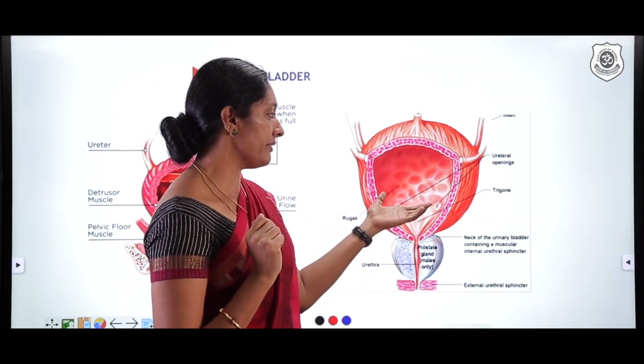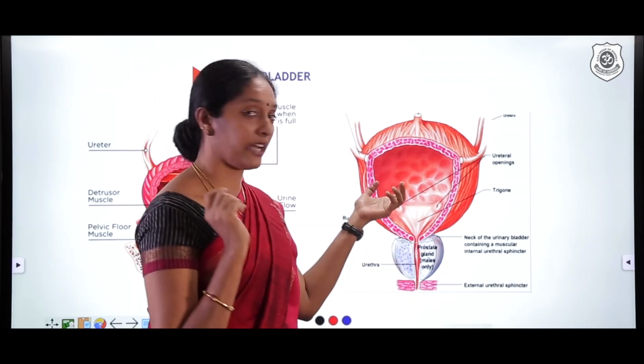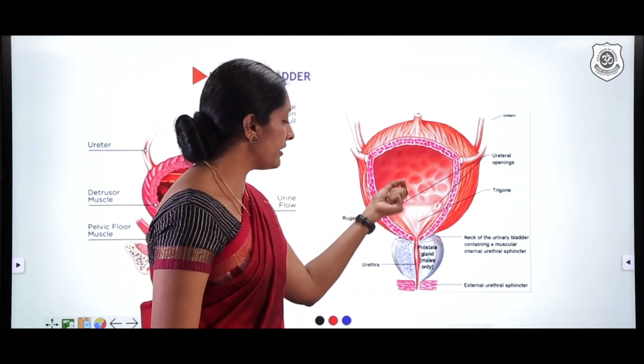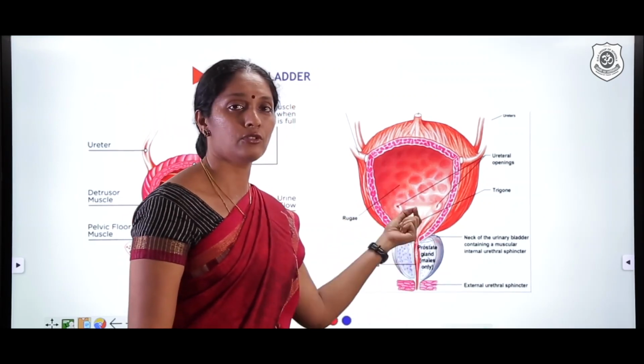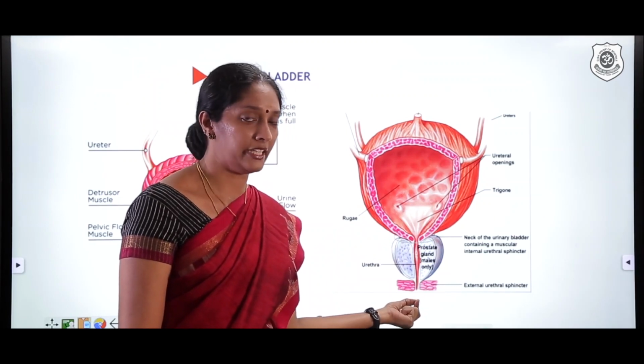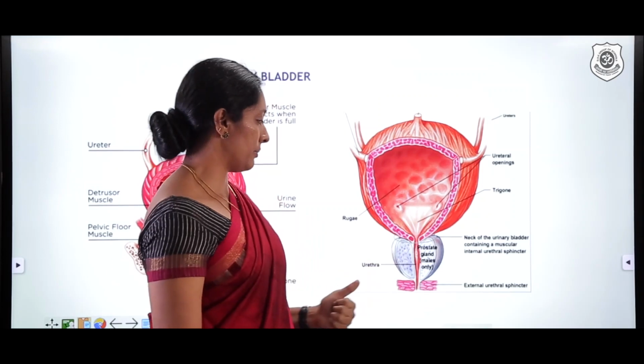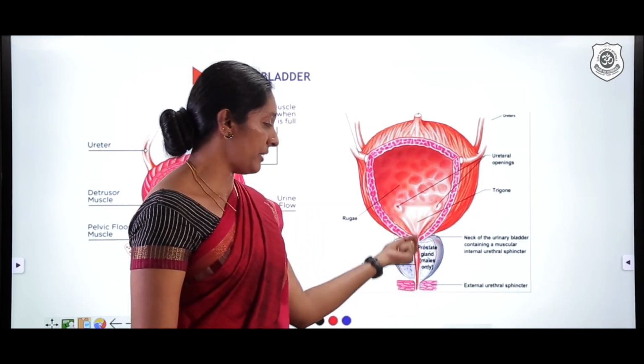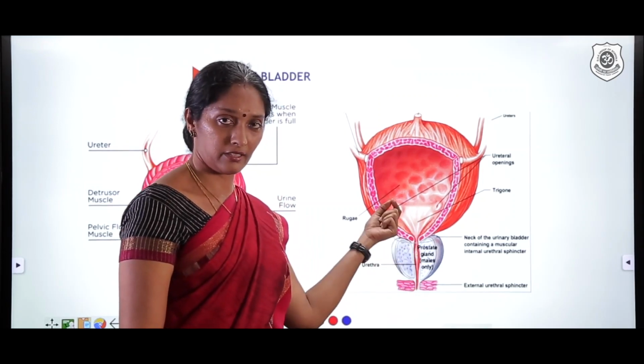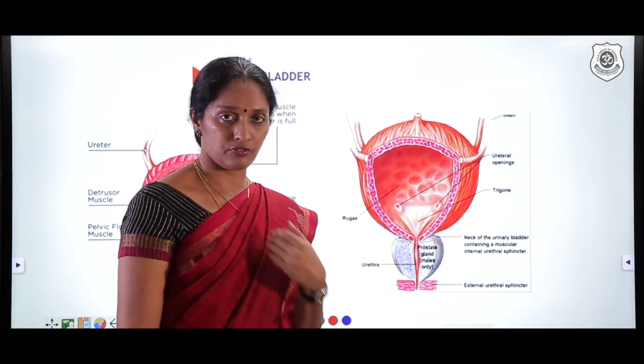So the urinary bladder is there. Once it becomes full, you get the urge for urination, and then through the urethra, you throw urine out of the body. That process is called micturition. We'll be coming to it shortly. Okay, so that's about micturition that is happening here, and you remove urine out of the body.